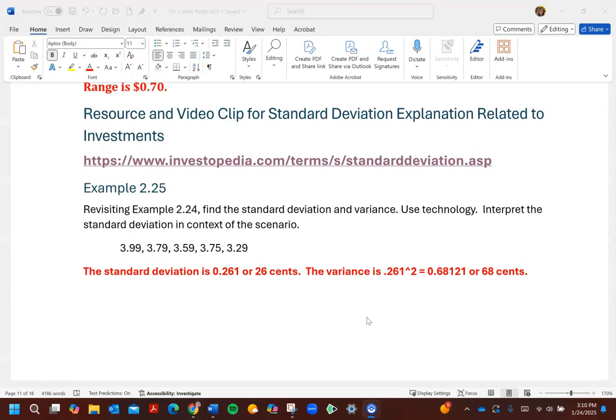Okay, so you could just write it simply as the standard deviation is 0.261, or 26 cents is how we would say that relative to the problem, because it's dollars and cents. And the variance is 0.261 squared, and so that is 68 cents. So later we'll look at how we use that.